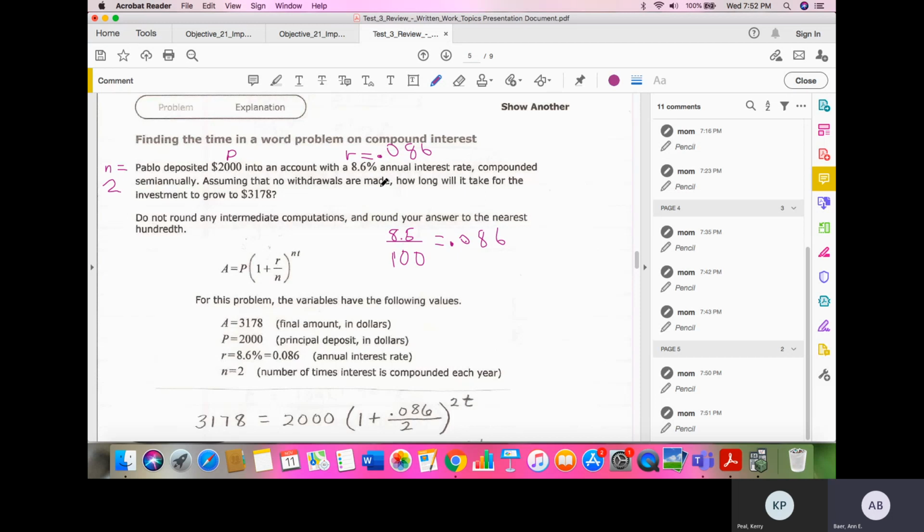Assuming that no withdrawals are made, and actually you have to make an assumption that no more deposits are made as well, how long will it take for the investment to grow to $3,178? And that's our A. That's our final amount in dollars. So this is our A right here.